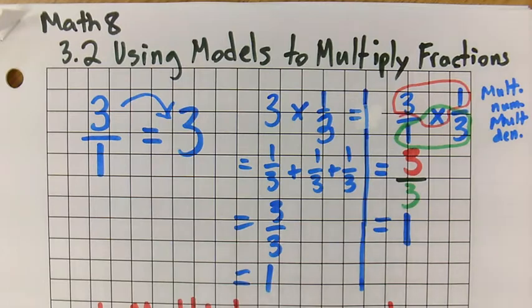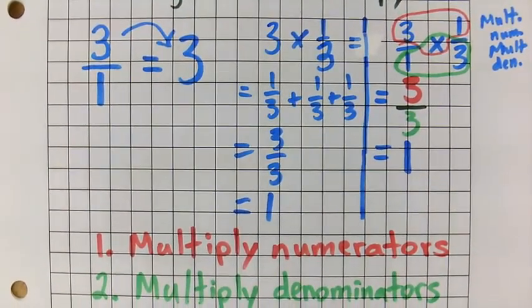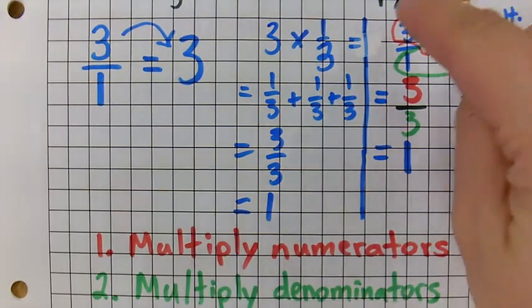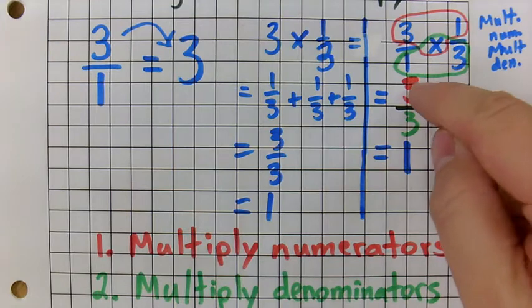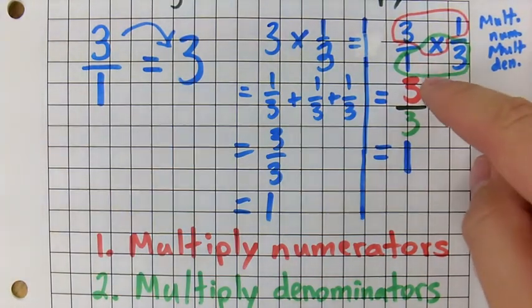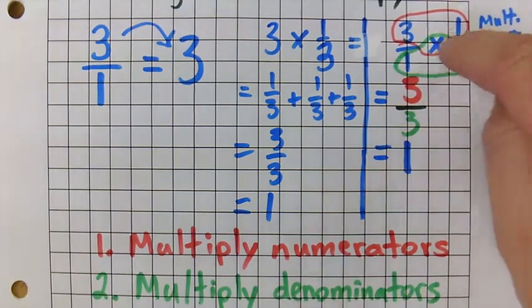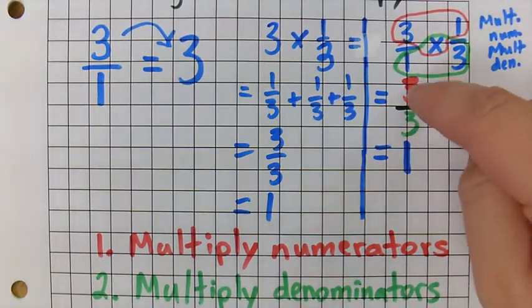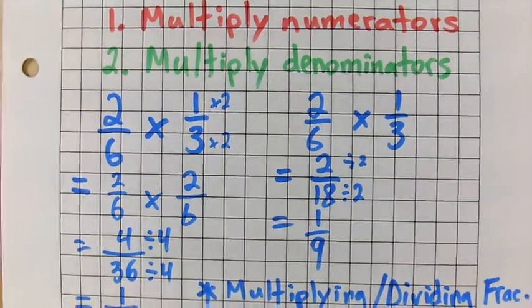Or we can use this method here that I'm just going to move down. There's 2 steps to it. The first one is to multiply your numerators, and that is what your new numerator will be, so 3 times 1 is 1. And then you will multiply your denominators, is our second step, which is 1 times 3, which is 3. 3 over 3 is 1. That's what I call the quick trick.